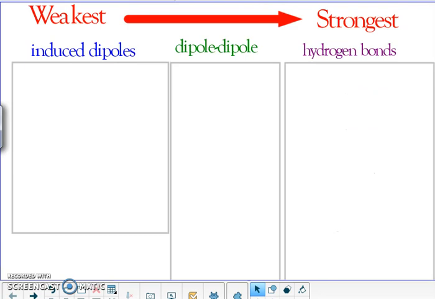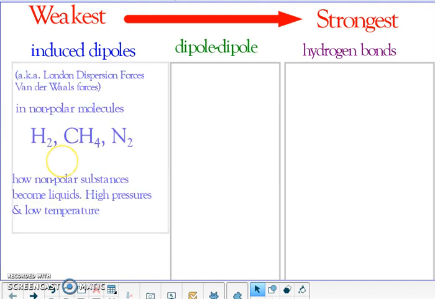The weakest intermolecular force of attraction is called an induced dipole, or it's created when you create a dipole. This happens in non-polar molecules, things like hydrogen, molecular nitrogen, or methane, CH4. Those are non-polar molecules. And because those are non-polar molecules, they have no attractive forces between them and other molecules. They have very, very weak or no intermolecular forces of attraction.